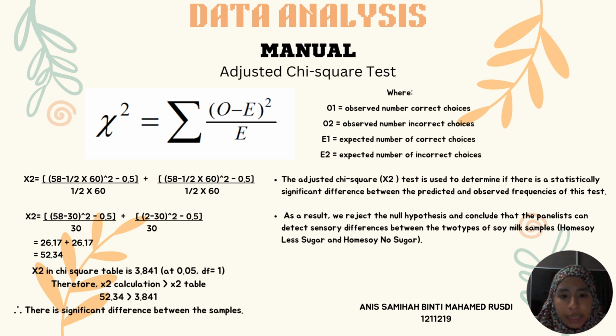The purpose of the chi-square test is to determine if there is a statistically significant difference between the predicted and observed frequencies of this test. The chi-square critical value for a one-tail test with 1 degree of freedom, df equal to 1, and 0.05 is 52.34. The derived chi-square statistic 52.34 is greater than this value, indicating that there is a significant difference between the two samples. As a result, we reject the null hypothesis and conclude that the panelists can detect the sensory differences between two types of soy milk, which are whole soy less sugar and whole soy no sugar.